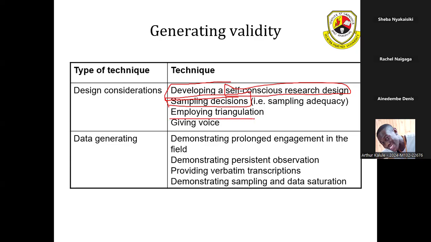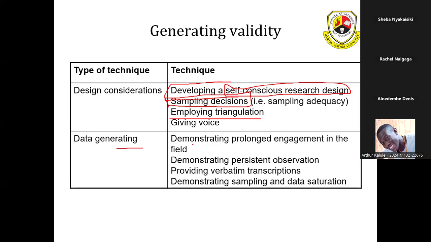Employing triangulation. I think I gave you an example of triangulation, like what I did, where I used interviews and group discussions, and then said, let me also employ a questionnaire with the same group of people to see if this will lead further.